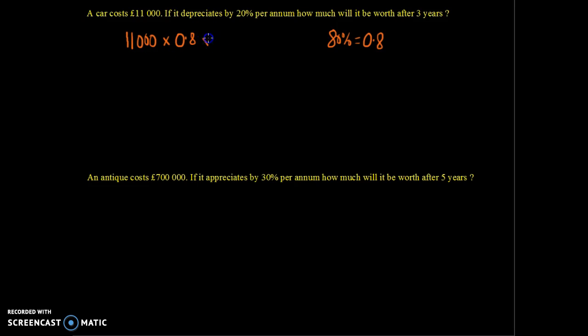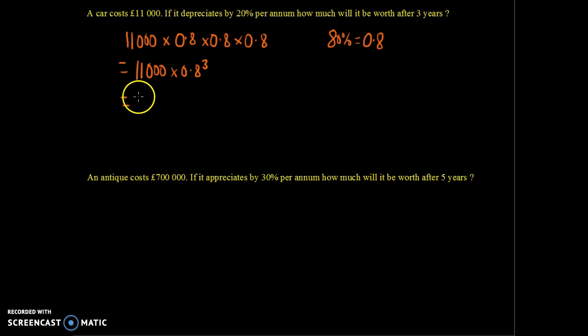After 2 years, again it loses 20%. So we'll multiply it by 80%, or 0.8. So it's going to be the value after 2 years. After 3, again by another 0.8. So the quick way of doing that would just be to write 11,000 multiplied by 0.8 to the power of 3. So 11,000, depreciated by 20%, so it's 0.8 or 80% left, and it's over 3 years, therefore the power of 3.